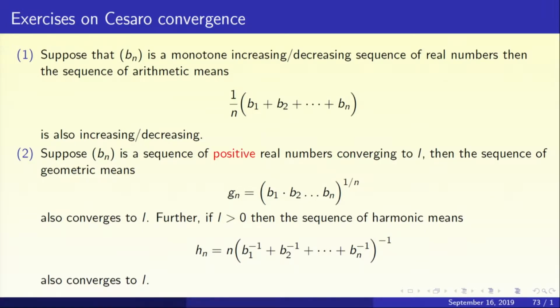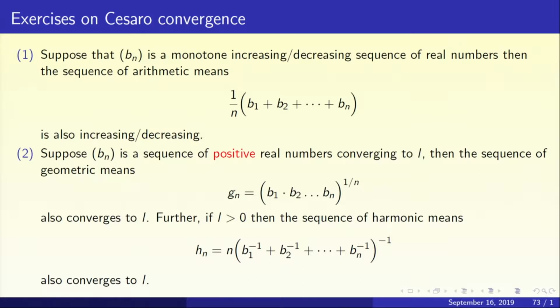Cauchy's first limit theorem says that if Bn converges to L, the arithmetic means converge to L. Now we can also prove that if Bn converges to L and Bn is a sequence of positive real numbers, then the geometric mean also converges to L.